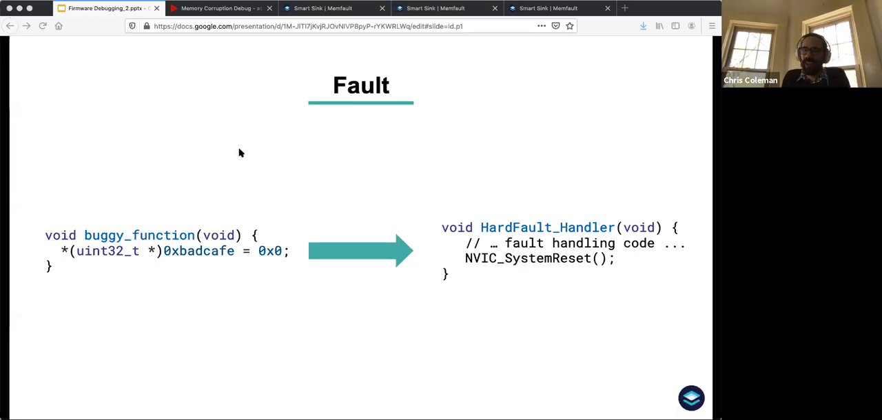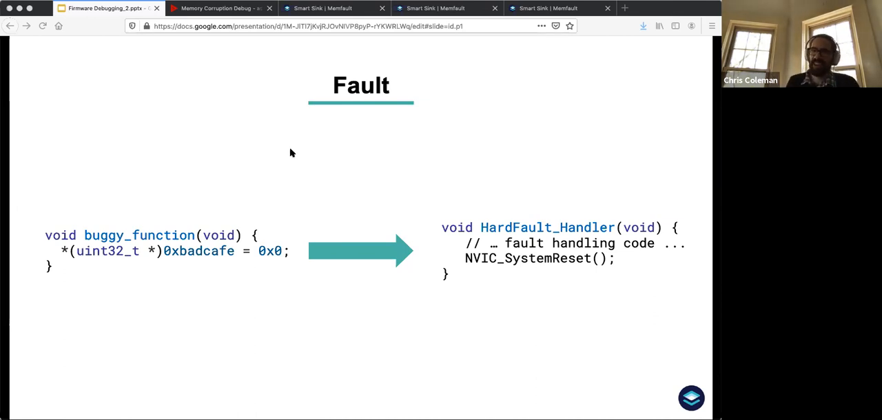All right, so you've probably seen something like this before. We have a very sad function here on the left, buggy function. What it's doing is we're writing a value 0 to an address that doesn't exist. When we do this, the processor is going to get upset. A hard fault handler is going to be invoked. Typically, some fault handling code runs in that hard fault handler, and the system will then reset.